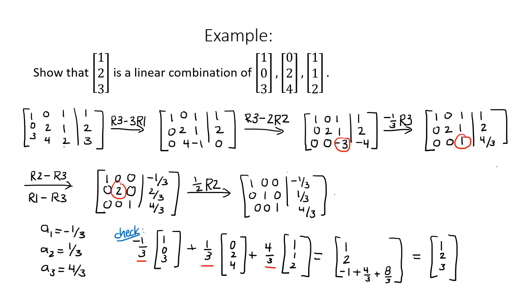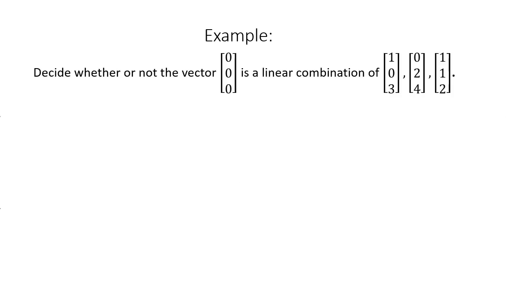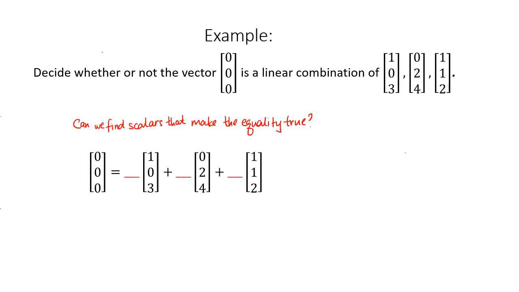these other 3 vectors. In this video, we're going to decide whether or not the vector 0, 0, 0 is a linear combination of these 3 shown vectors. We're going to start just with the definition of a linear combination. So we say that 0, 0, 0 is a linear combination of these 3 vectors if we can find scalars that make the equality true.